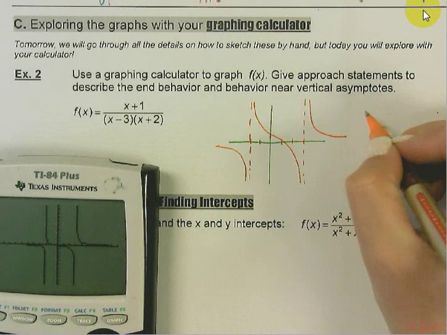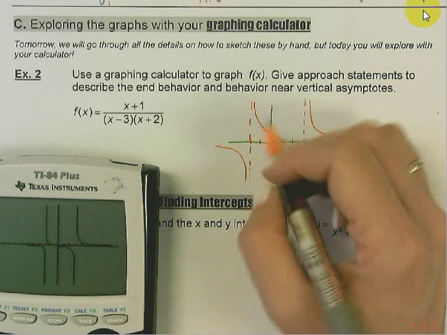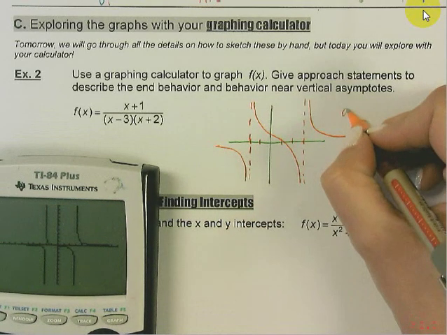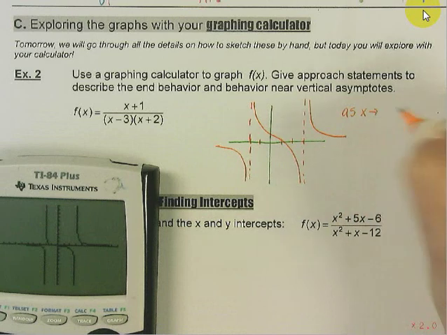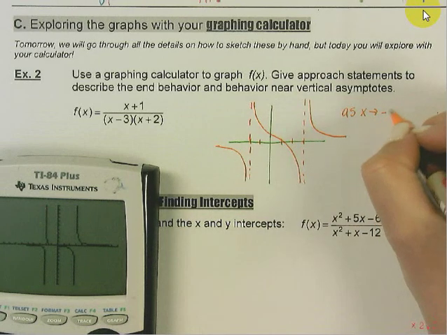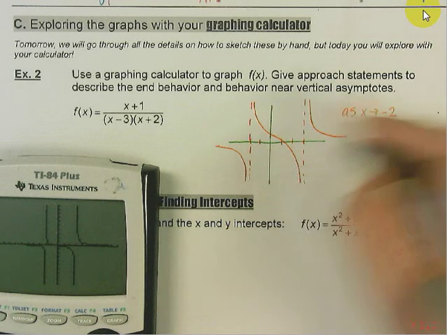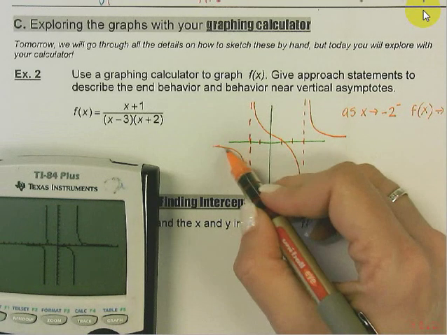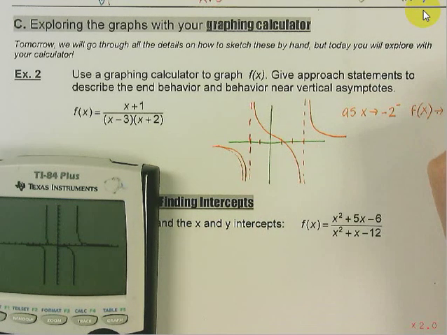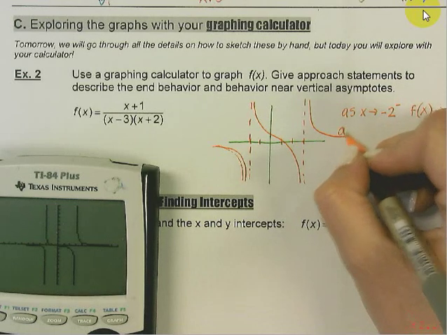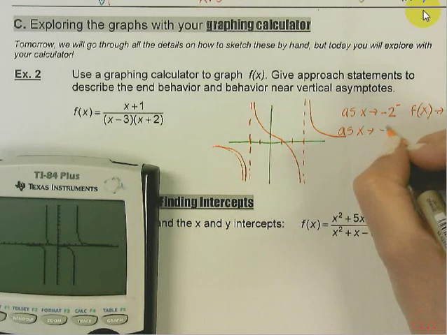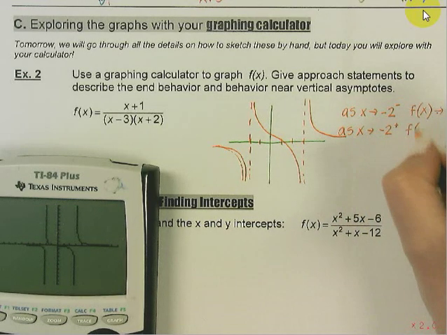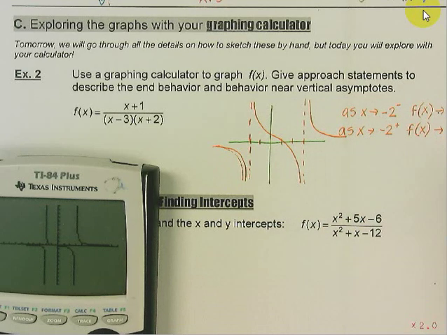If I were to make some approach statements, especially regarding the asymptotes, I could say as x approaches -2, and if we're going from the left, we'll put a negative. And then if I'm going from the left, my function from this side is going towards -infinity. So try the next one. As x approaches -2 from the right, take a moment. What is f of x approaching?